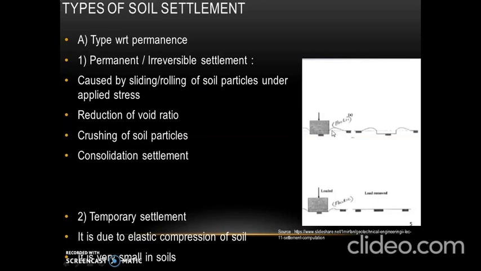Here we can see the soil being loaded during the construction of the structure. So there will be sliding or rolling of the soil particles when there is stress applied on it. And permanent settlement is also observed with the reduction of the void ratio of the soil, and also due to crushing of the soil particles, and also if there is consolidation settlement, we observe permanent settlement. And next type is temporary settlement. It occurs due to elastic compression of the soil, and it is very small in magnitude in soils.